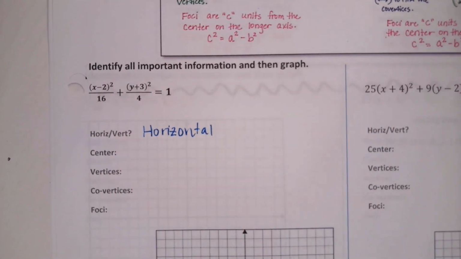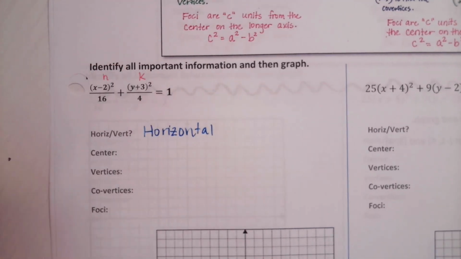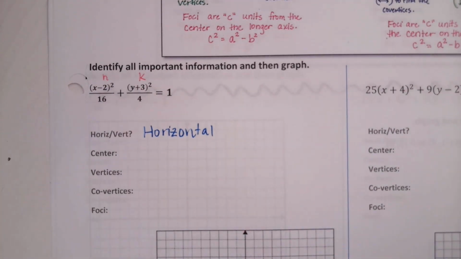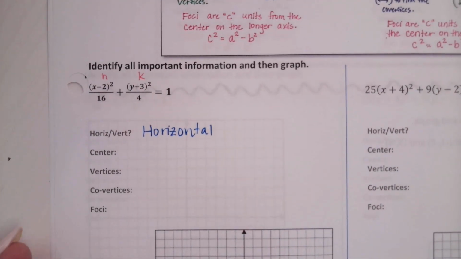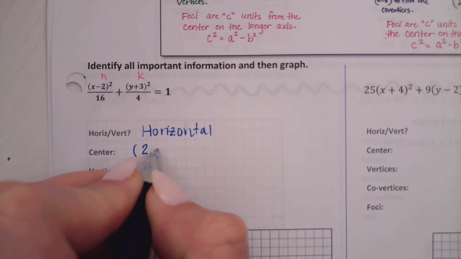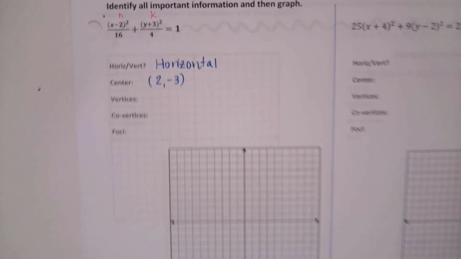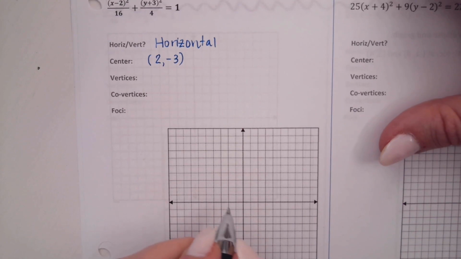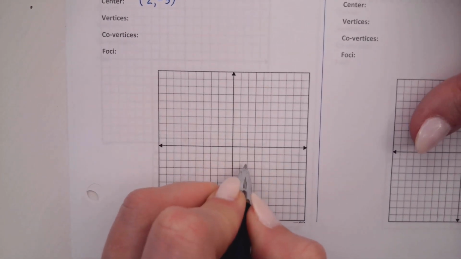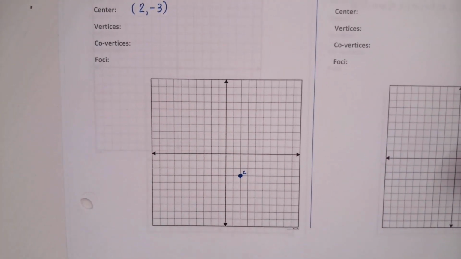My center is still at (h, k), just like we had yesterday. h is always paired with the x term, k is paired with the y term. And just like yesterday, we want to write down the opposite signs with those. So my center would be at (2, -3). I'm going to go to my graph and plot that center at (2, -3): 2, then 3 down, 1, 2, 3. I'm going to label it with a little C for center so I remember.